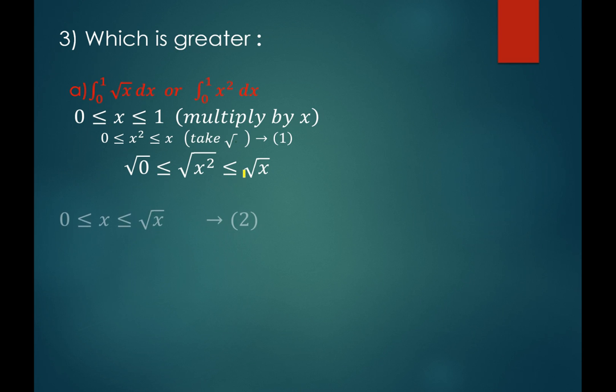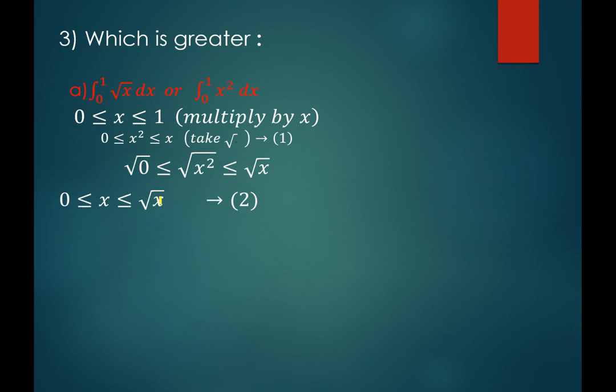And now that will give you finally 0 ≤ x ≤ √x. Now compare between √x and x. Now, we finish building the first one. We need to compare between number 1 and number 2 because we need to compare between x squared exactly. It is smaller than x. And the square root of x is bigger than x.